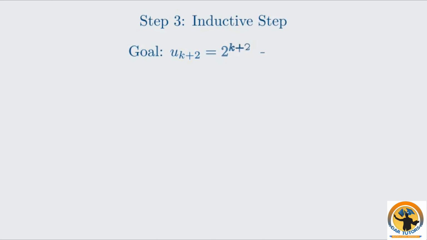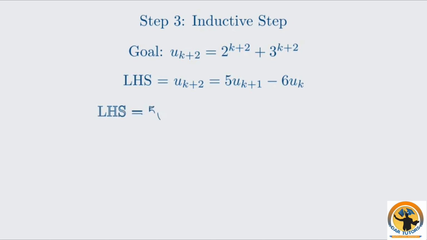Step 3. The inductive step. We must prove that if the formula is true for n equals k and n equals k plus 1, it is also true for n equals k plus 2. Our goal is to show that u sub k plus 2 equals 2 to the k plus 2 plus 3 to the k plus 2. We start with the recurrence relation for u sub k plus 2, which is 5 times u sub k plus 1, minus 6 times u sub k. Now, we substitute our two inductive hypotheses. We replace u sub k plus 1 and u sub k with their assumed formulas.